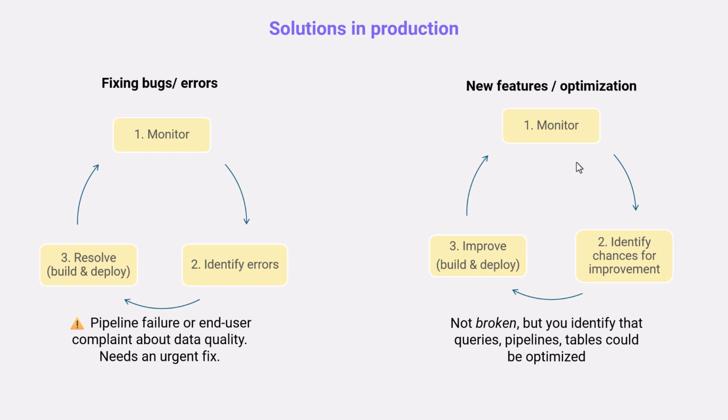This time you're monitoring for things like cost or speed or efficiency, right? Not necessarily for bugs. Once you've identified, maybe you've benchmarked against what the solution or the cost efficiency was a month ago versus today, for example, then you might want to identify chances for improvement. Again, that could be in the cost.